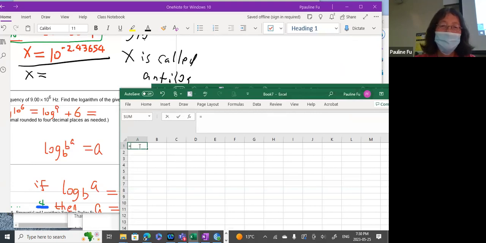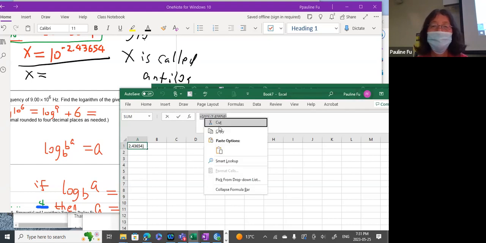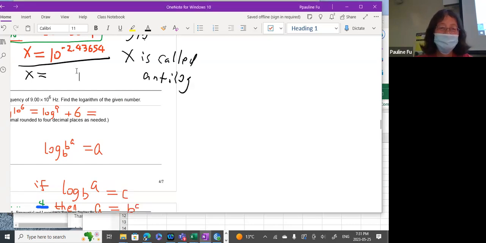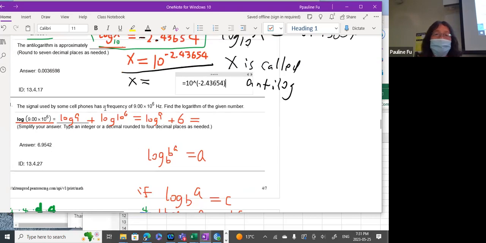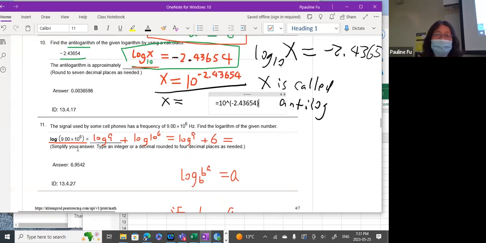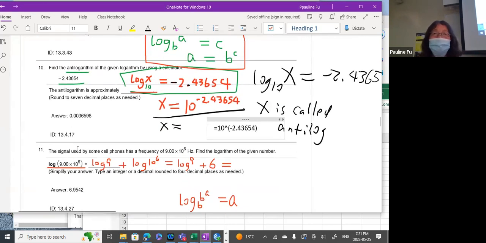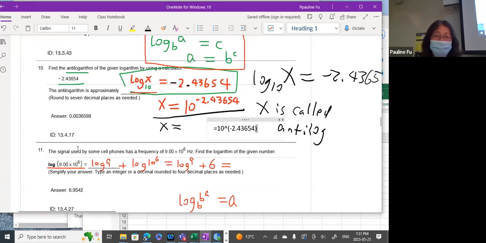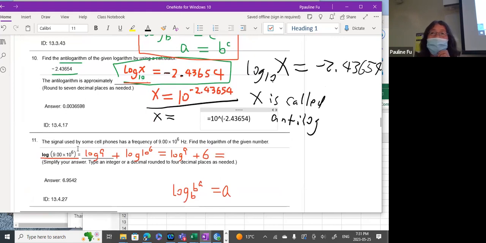So I will try to find equal 10 raised to power bracket negative 2.43654. So this is Excel, okay? I got 0.00366. This is using Excel, 0.0036. That's the answer for question 10. Shall we move on to question 11?